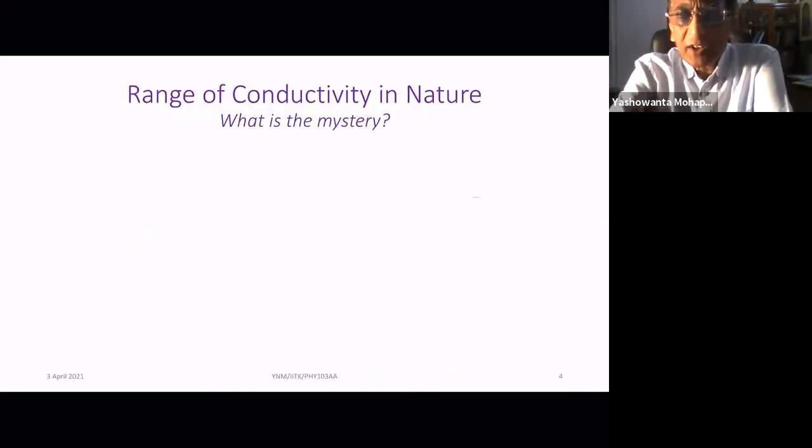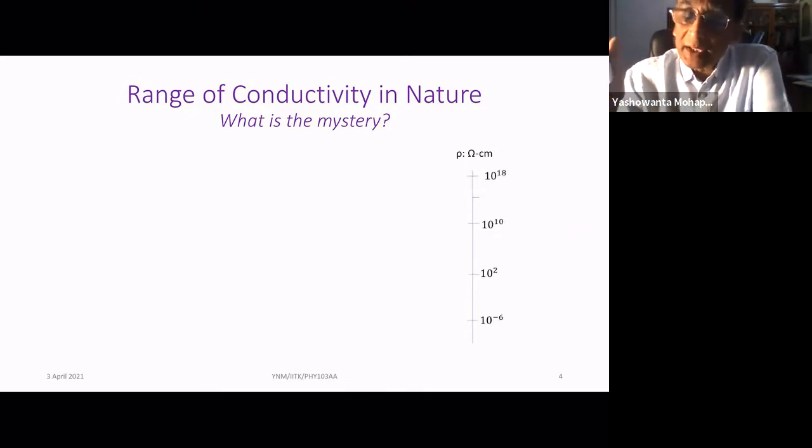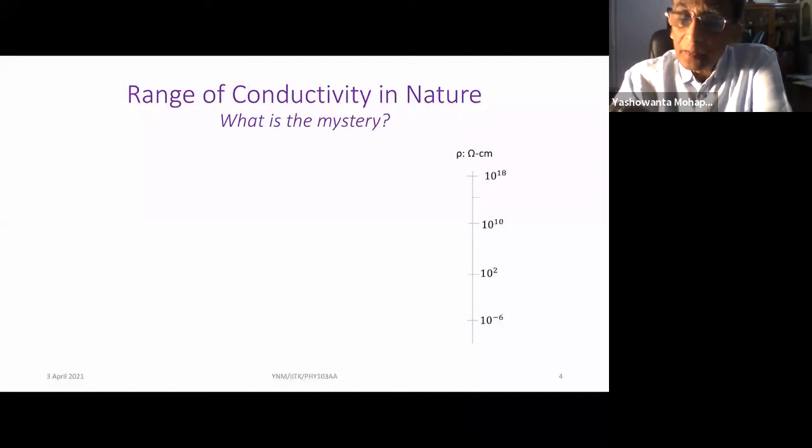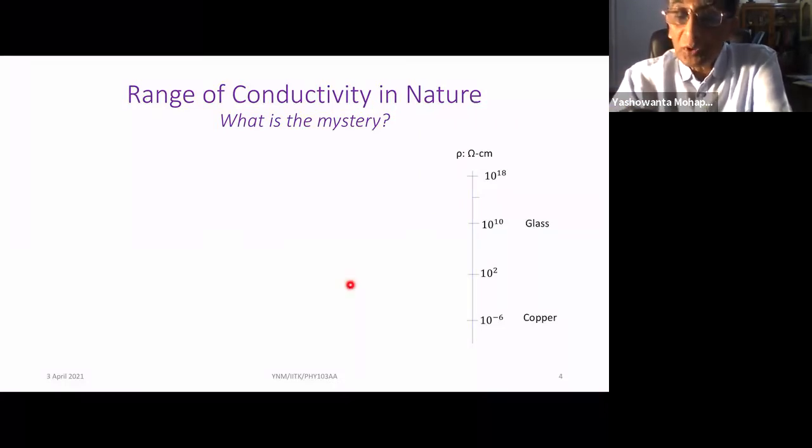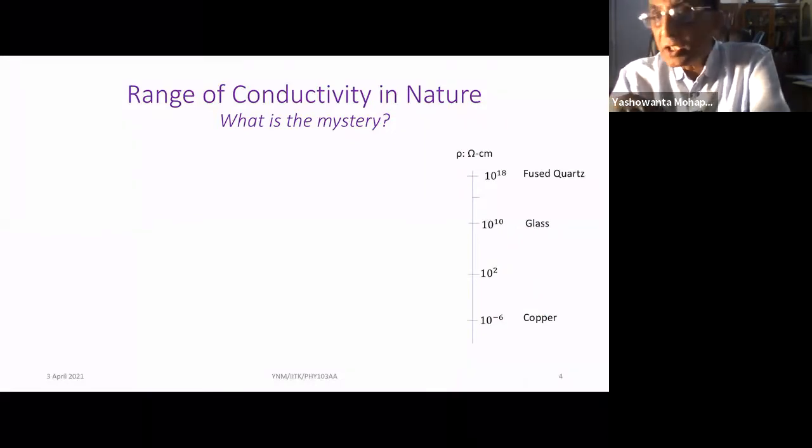Now, why is there such a range of conductivity in nature? Let's see, in terms of ohm centimeter, there is a huge scale in nature. 10 to the power minus 6, I just said, for good metals, right? Let's say that's for copper. And for glass, it is 16 orders of magnitude more, okay? Glass and copper. And then you have fused quartz, okay? Then it'll be even 10 to the power 18, okay?